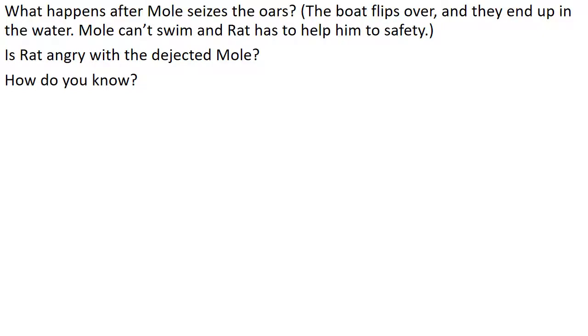Obviously, the quotations and the dialogue are read by the narrator too, but if it's not in quotations, it's narration. What happens after Maul seizes the oars? The boat goes over. The boat flips over and they end up in the water. Maul can't swim and Rat has to help him to safety. Is Rat angry with the dejected Maul? How do you know?